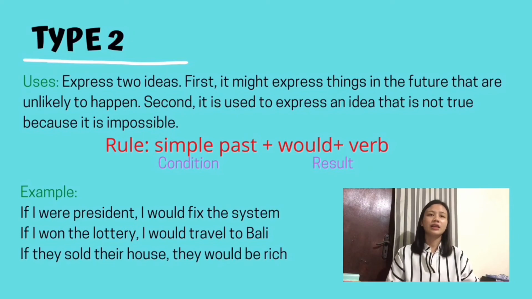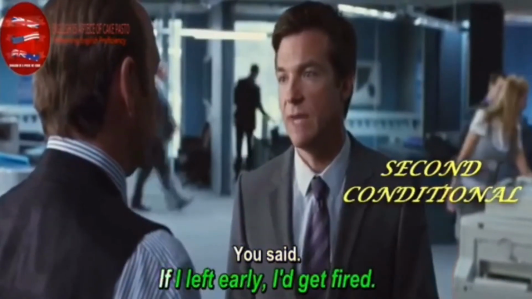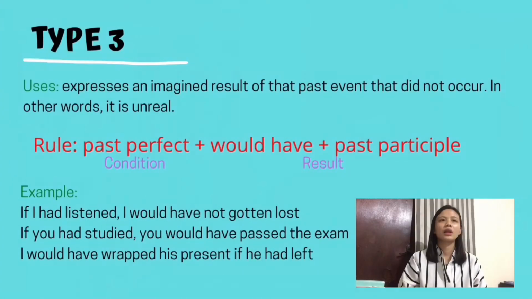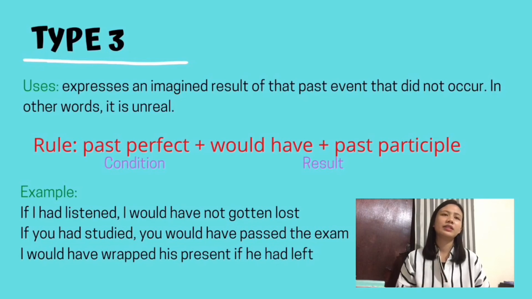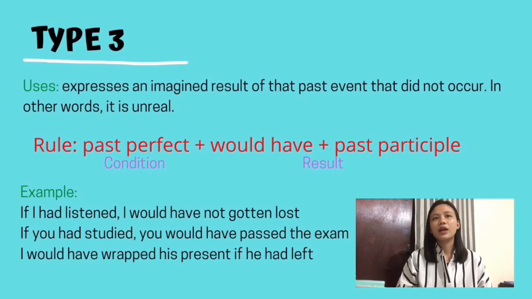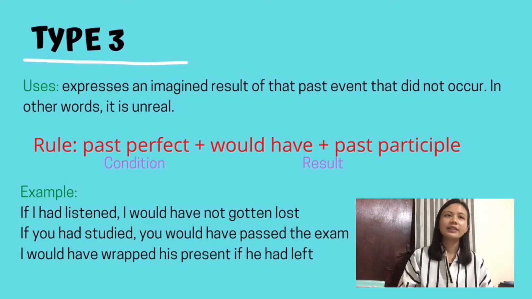Second conditional sentences refer to the present time. I needed to see her because she was very, very sick. You said if I left early, I'd get fired. And she died before I made it to the hospital. A third conditional sentence expresses a past idea that didn't occur. The third conditional sentence expresses an imagined result of the past event that didn't occur. In other words, it's unreal.